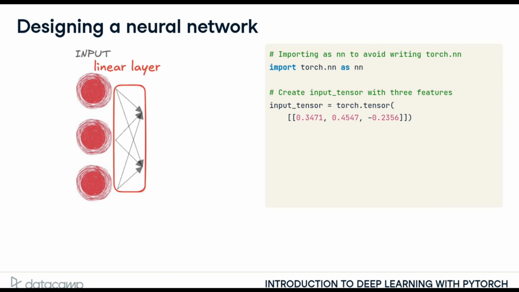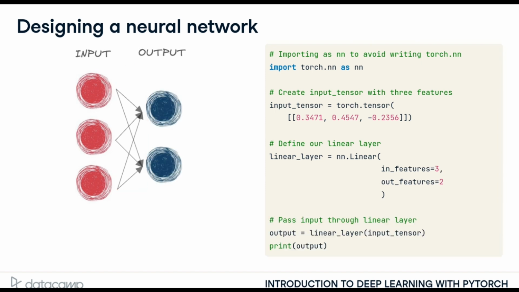Next, we pass this input tensor to a linear layer, which applies a linear function to make predictions. nn.Linear takes 2 arguments. in_features is the number of features in our input, 3, and out_features is the desired size of the output tensor, in this case 2. Correctly specifying in_features ensures our linear layer can receive the input tensor.